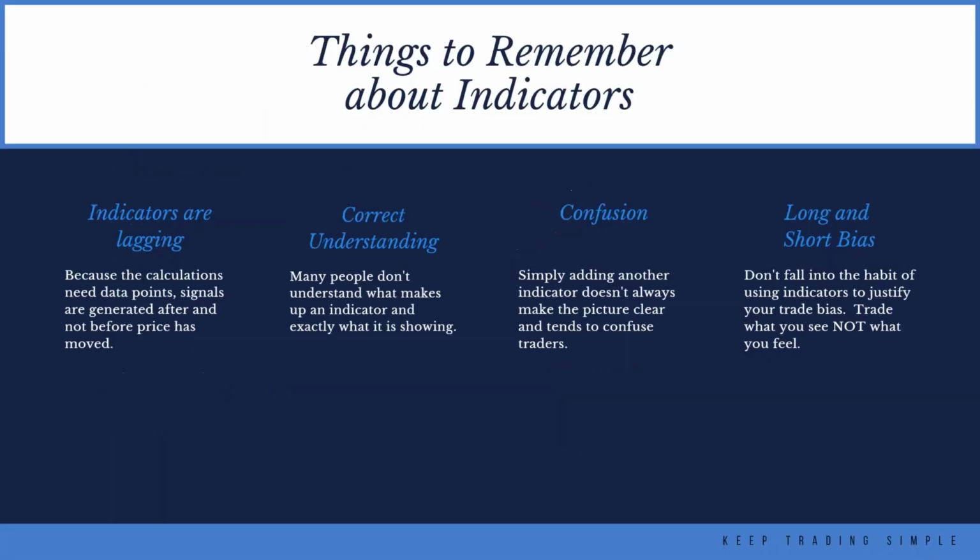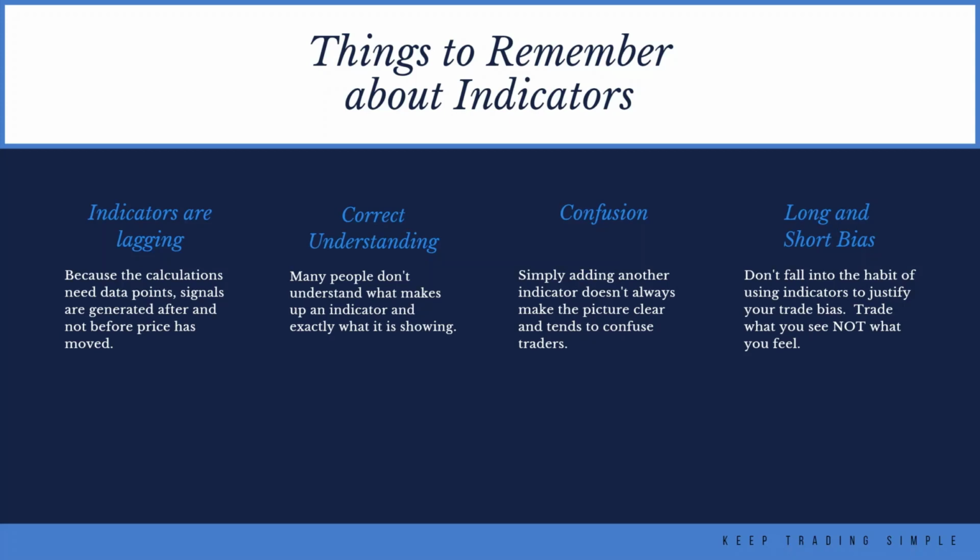Okay. Now, things to remember. Indicators are lagging. Why are they lagging? Well, they're lagging because they take calculations, they need data points, they need signal, but all those things need to be generated before they can get them, right? Again, they're all lagging. They're not going to be immediate. They don't tell the future. They don't know what price is going to be before it exists. And a lot of people forget that all indicators are lagging.